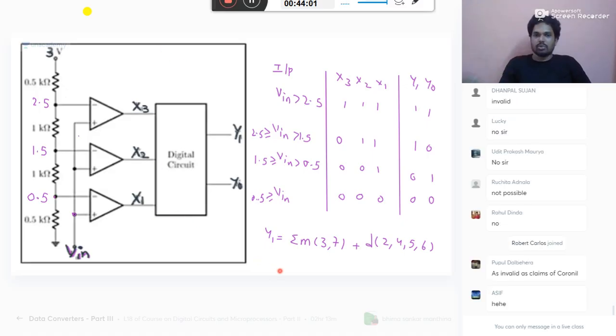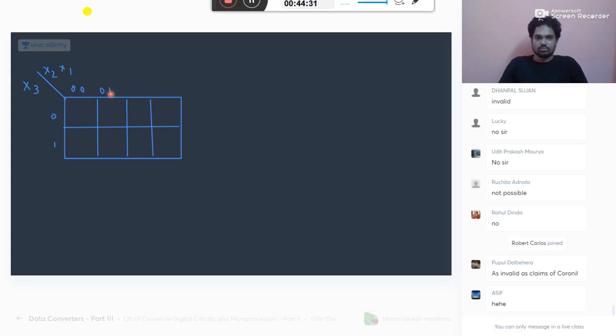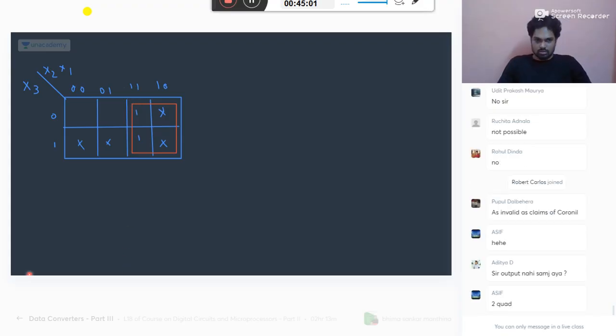Okay, so now make a K-map to implement this. X3, X2, X1. Sum of the minterms 3 and 7, and what are the don't cares you are having? 2, 4, 5, 6. Now you can make one quad. Then what is your y1?